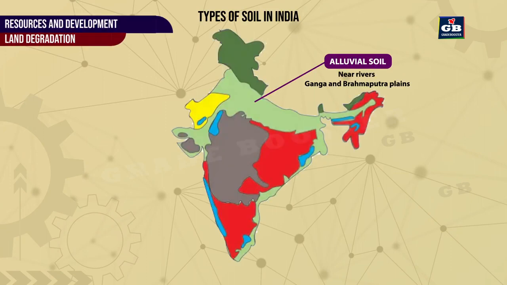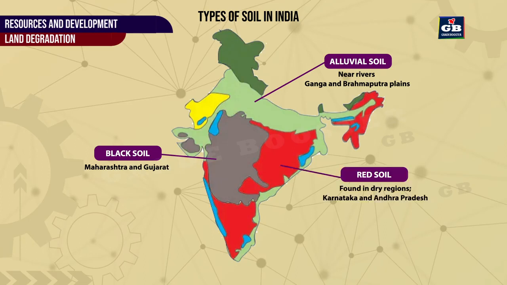1. Alluvial soil. It is found near rivers and it is very fertile. Example, soil in Ganga and Brahmaputra plains. 2. Black soil. It is best for growing cotton. And this soil is found in Maharashtra and Gujarat. 3. Red soil. It is found in dry regions and it needs more fertilizers. Example, soils of Karnataka and Andhra Pradesh.